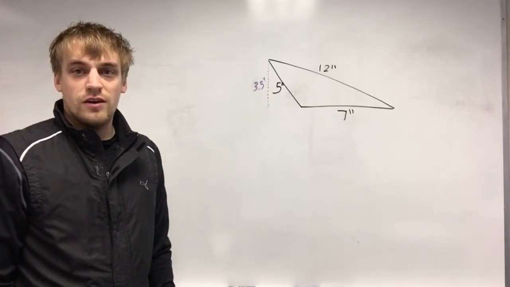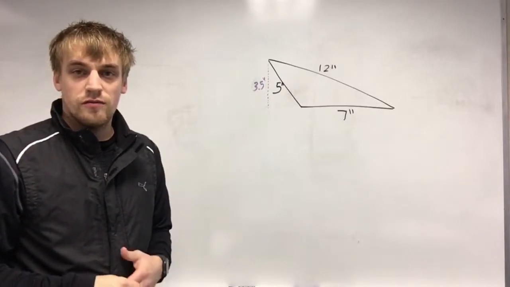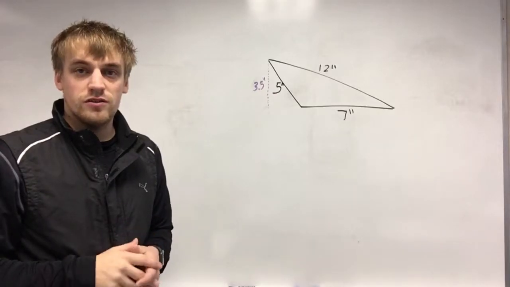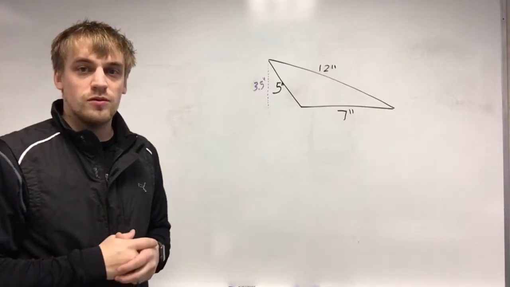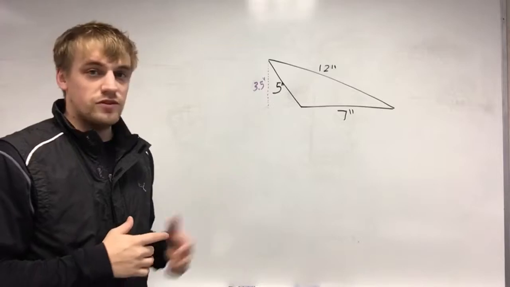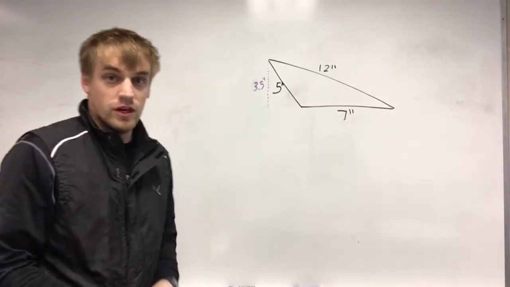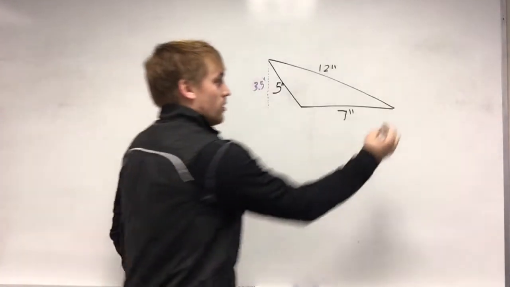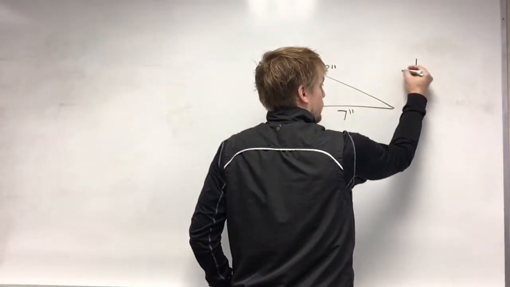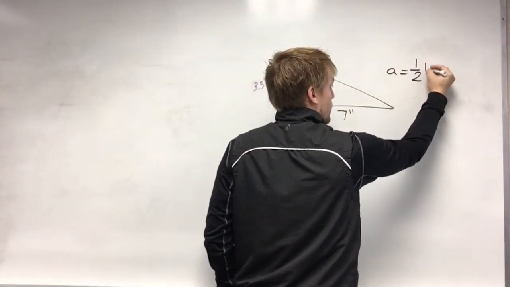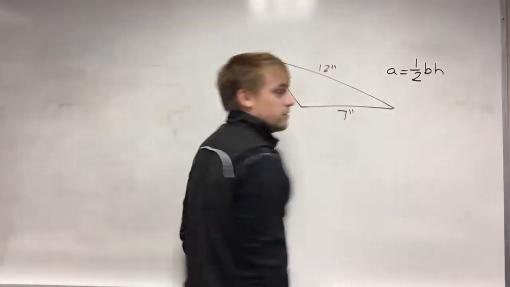I'm going to go through how to use the formula that you learned for triangles to solve some problems with area when we have triangles. Okay, the formula that we learned for triangles in our previous video was area equals 1/2 base times height.